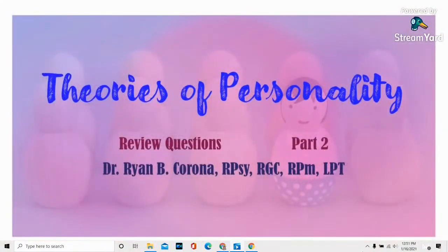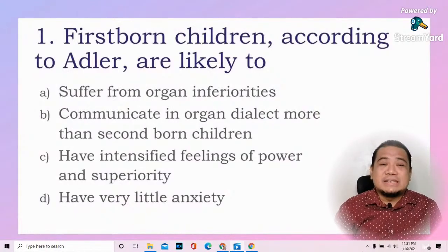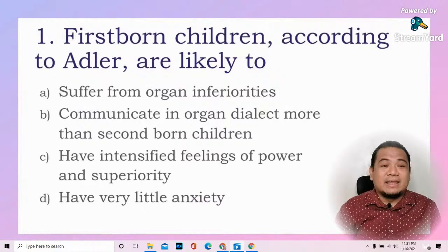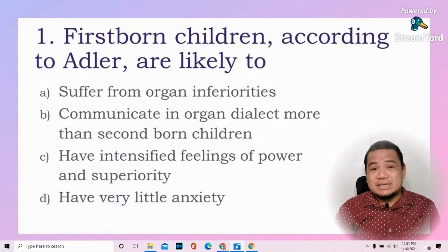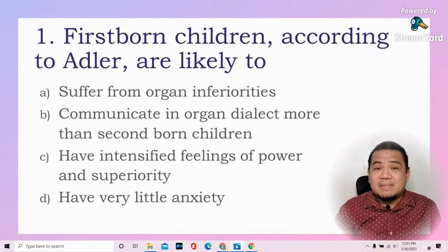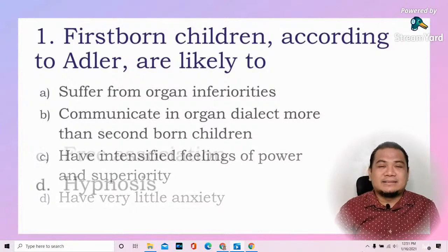Theories of personality review questions. Number 1. Firstborn children, according to Adler, are likely to A. Suffer from organ inferiorities. B. Communicate in organ dialect more than the second-born children. C. Have intensified feelings of power and superiority. Or D. Have a very little anxiety.